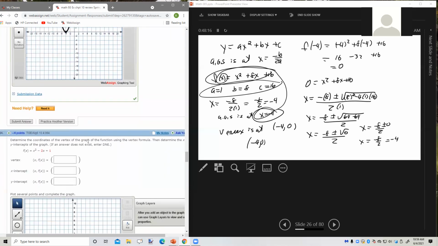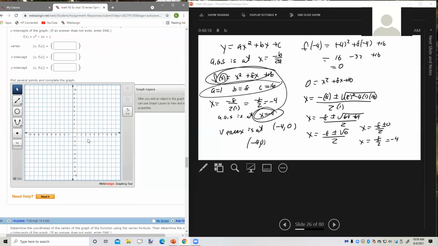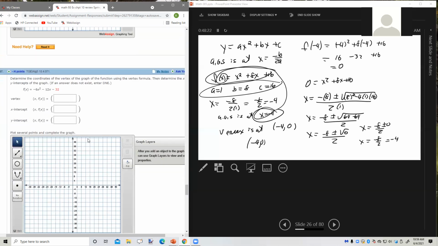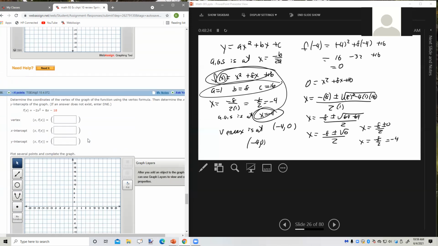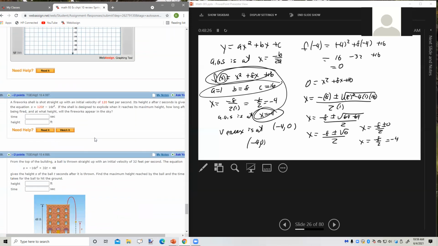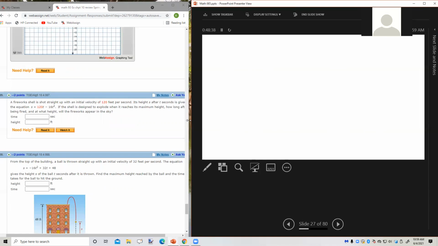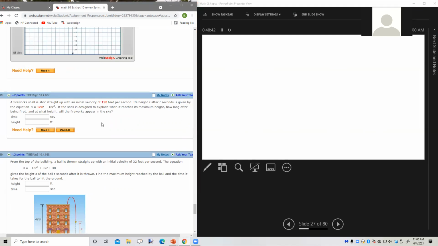Let's see here. That's the same stuff. I want to get down here to some story problems. Let's take a look at this one. A fireworks shell is shot straight up with an initial velocity of 120 feet per second.